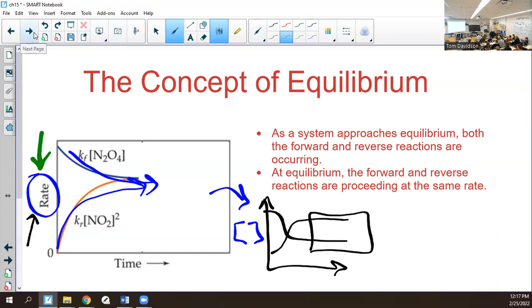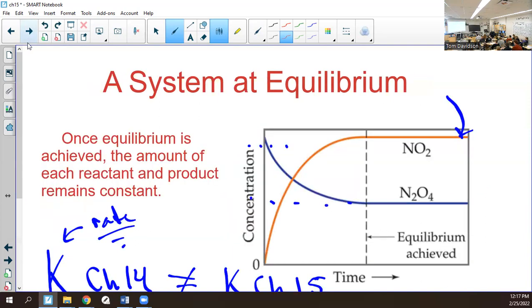All right, next. Here we go. This was the big long definition. At equilibrium, the forward and reverse reactions are proceeding at the same rate. Next, once equilibrium is achieved, the amount of each reactant and product remains constant. And so far, easy ideas to think about. Well, there's math. When we get to math, though, don't panic about it. Math is essentially a ratio between the concentration of the products over the reactants.